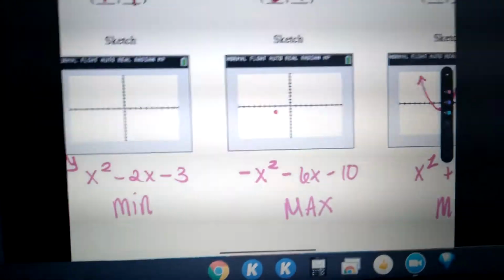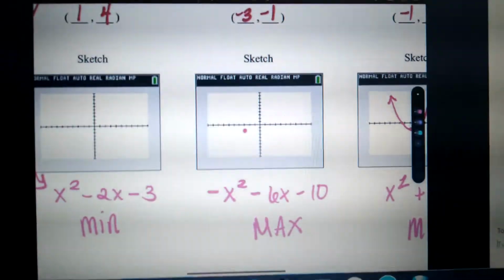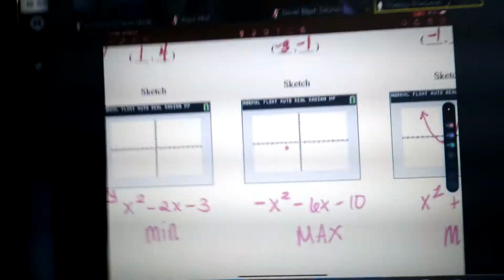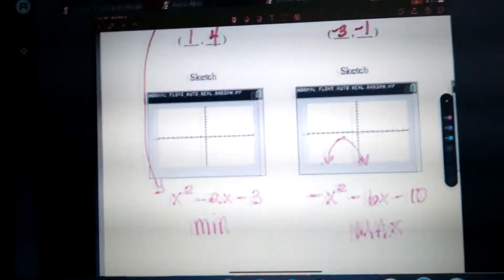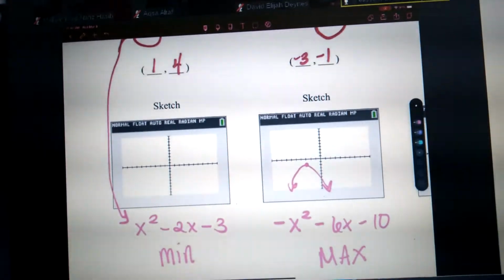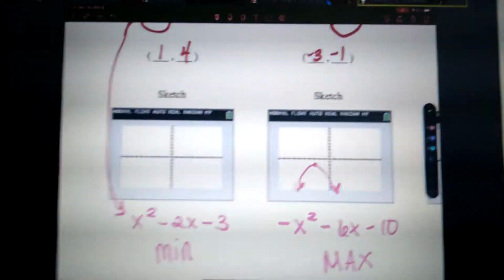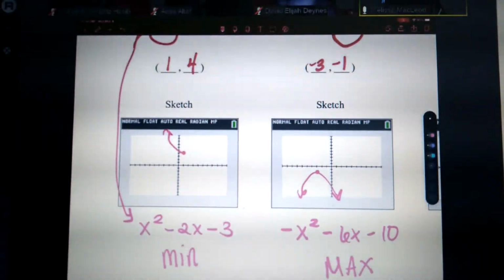Look at the graph. Let this person in, Alexander LeBron. So this one looked like this, and it went like that. And then this one had a minimum at 1, 4. 1, 2, 3, 4. And it looked like this, and it looked like that. Okay, now take a look.